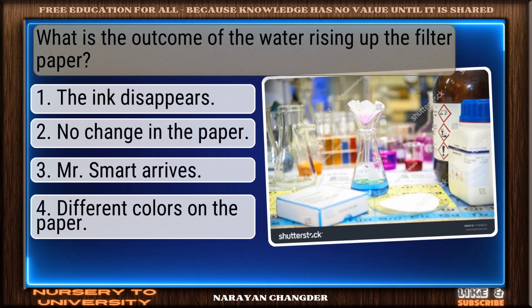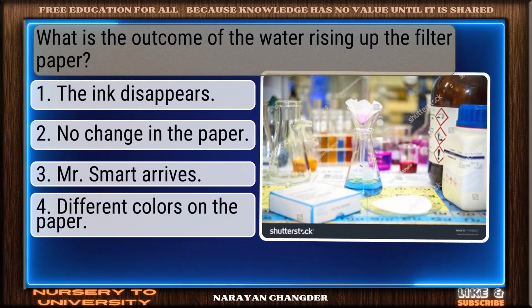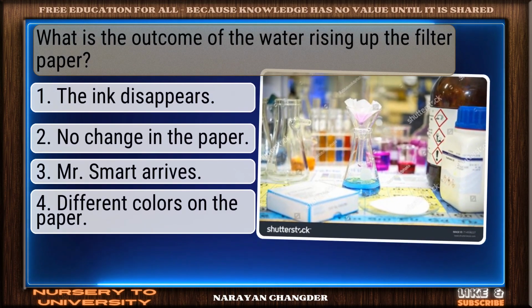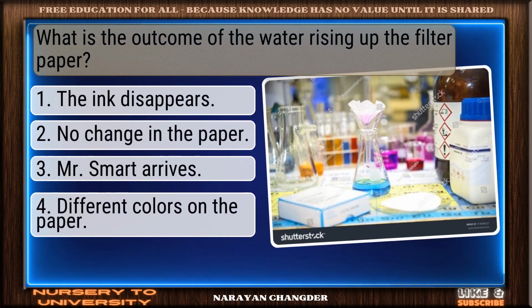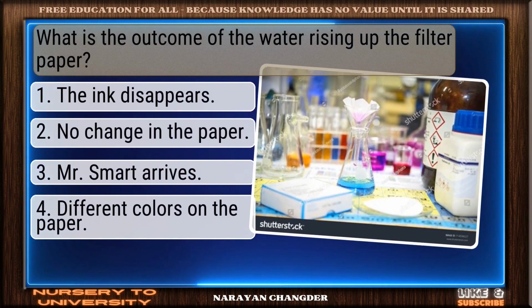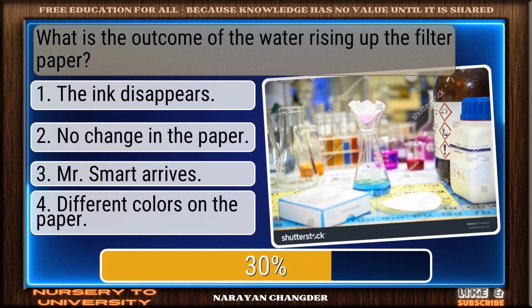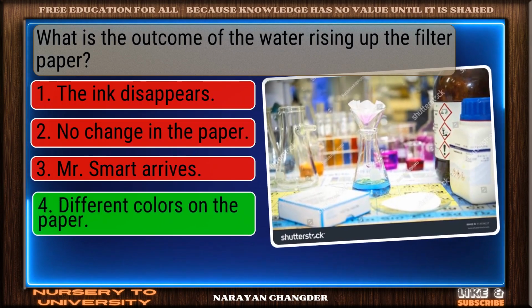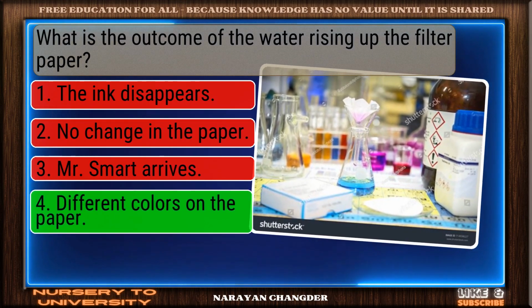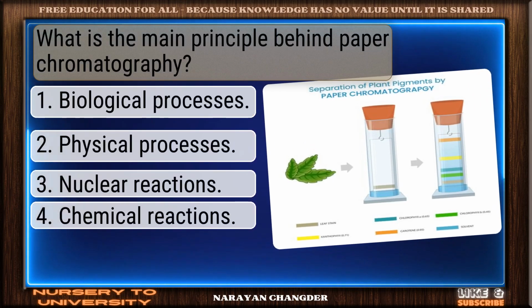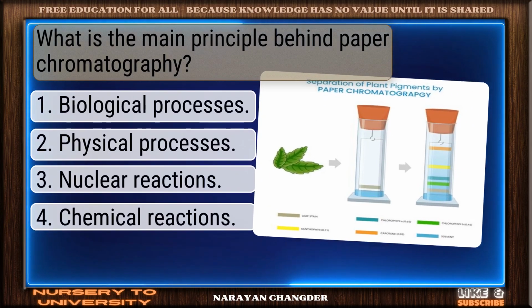Option 1, the ink disappears. Option 2, no change in the paper. Option 3, Mr. Smart arrives. Option 4, different colors on the paper. Yep, different colors on the paper is correct. What is the main principle behind paper chromatography?